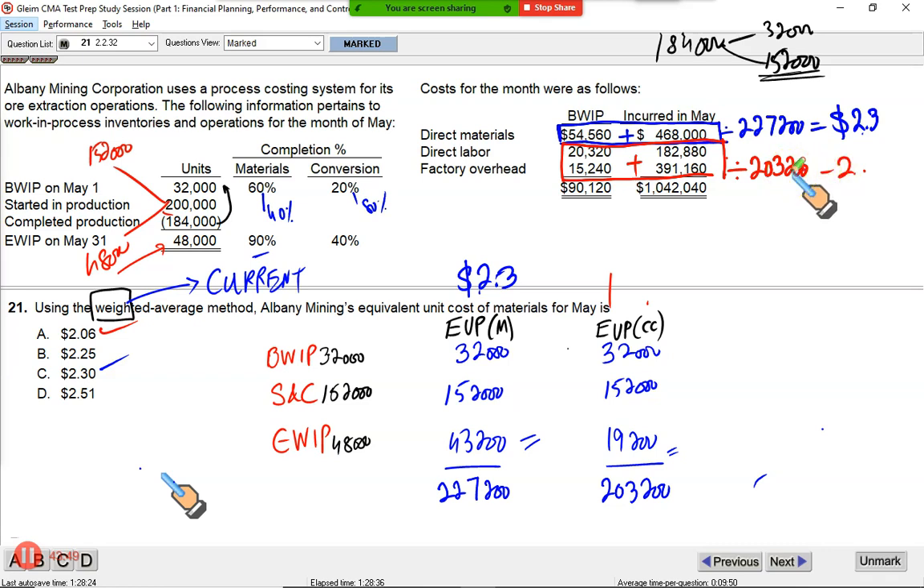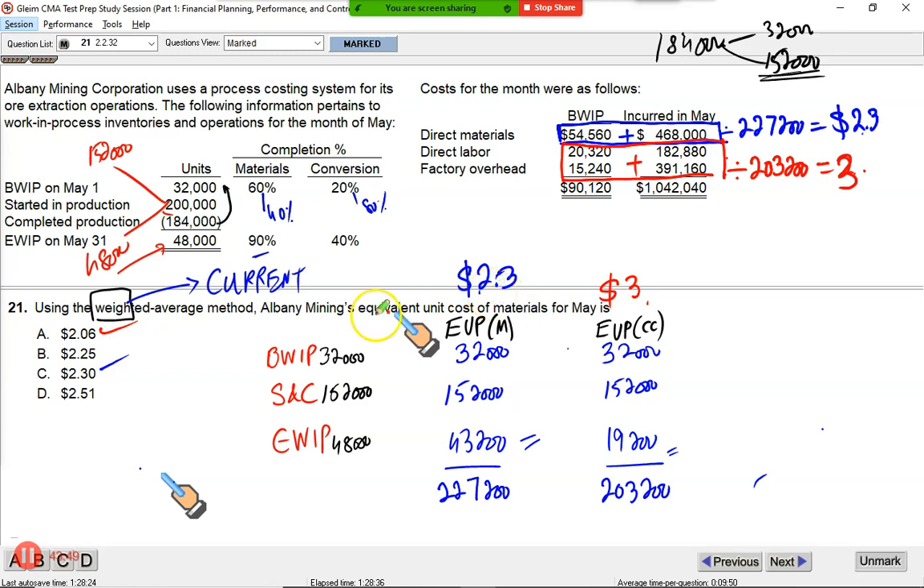20,320 was the opening labor. 15,240 was the opening factory overhead. 182,880 was the labor incurred during the current period, and 391,160, they're all from here, is the factory overhead for the current period. Total comes out to be 609,600 divided by 203,200. That gives me a beautiful number, I like this, a complete number, $3. So it's going to be $3 per unit of conversion cost. Beautiful. This is the second step.